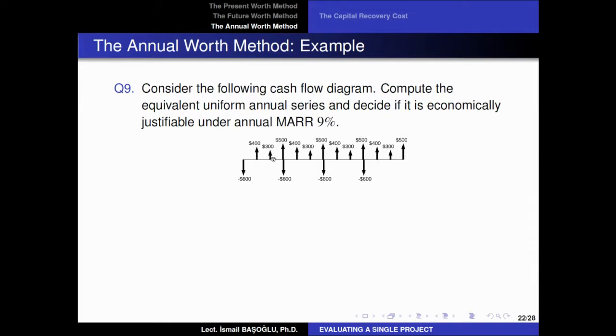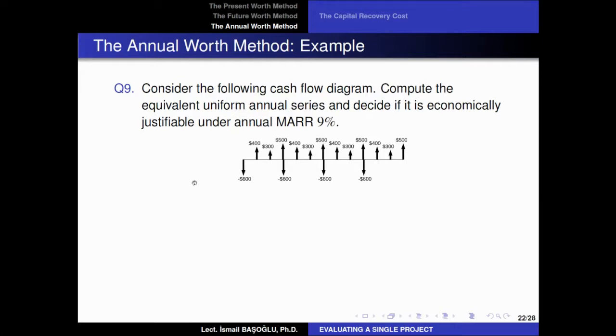At time 1, 2, and 3, let's just say these are the periods, we have 400, 300, and 500. In the end of the first period, we have a positive cash flow of $400. Then in the end of the second period, we have a positive cash flow of $300. And in the end of period 3, we have a positive cash flow of $500.